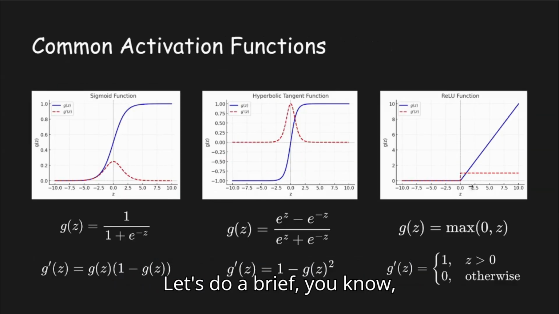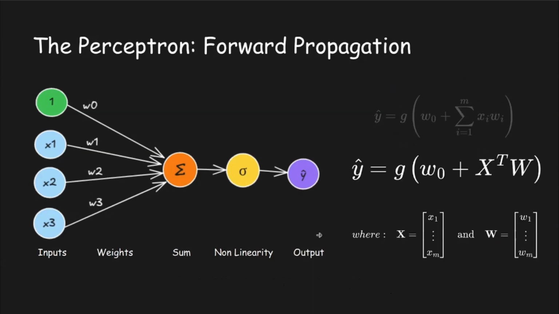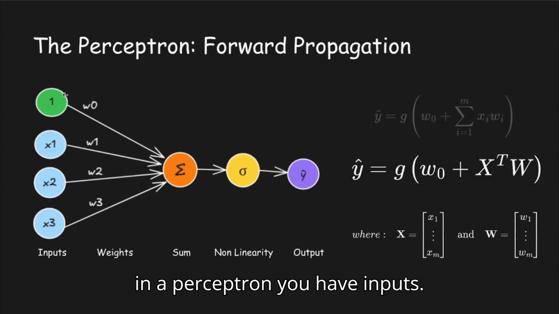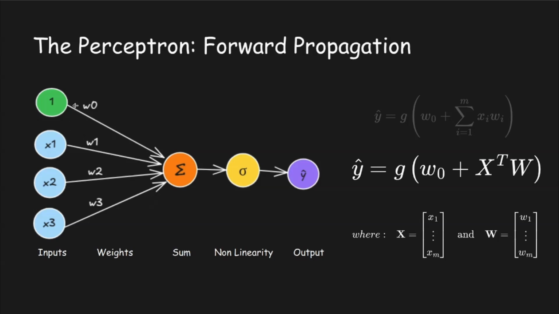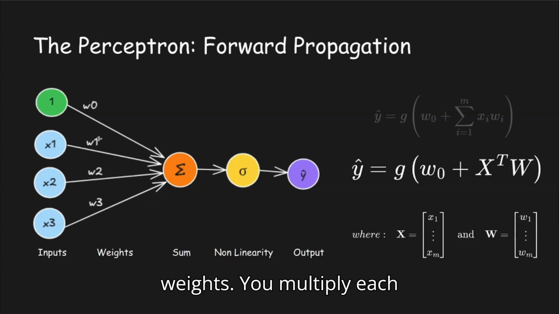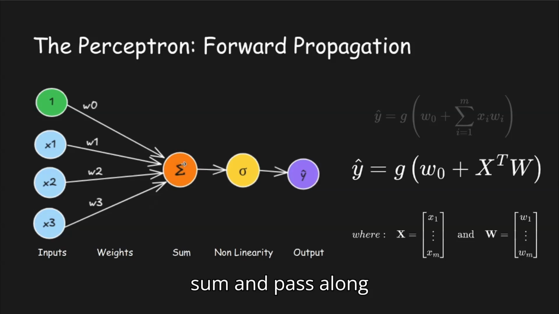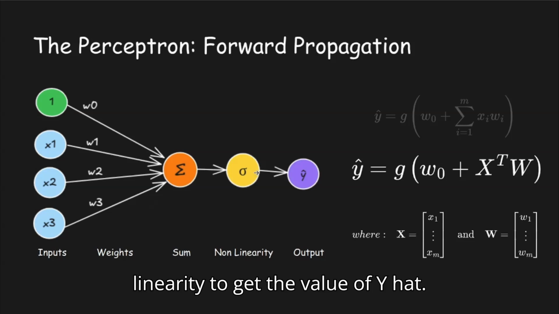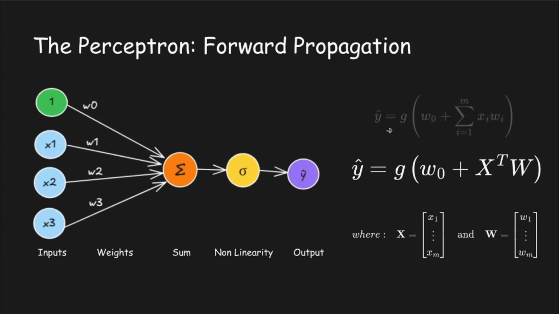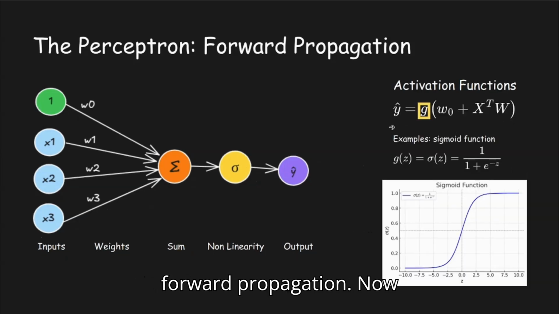Let's do a brief revision of it. In a perceptron, you have inputs and you have a bias. All of these inputs have respective weights. You multiply each of the inputs with a weight, calculate the sum, and pass it along to an activation function for non-linearity to get the value of y hat. This, in simple terms, is known as forward propagation.